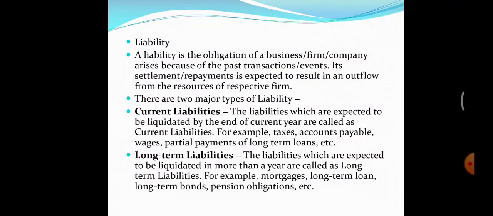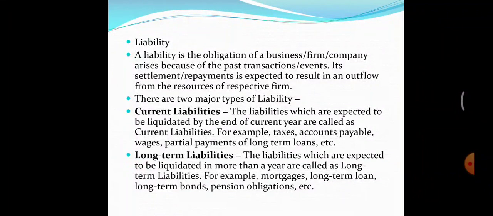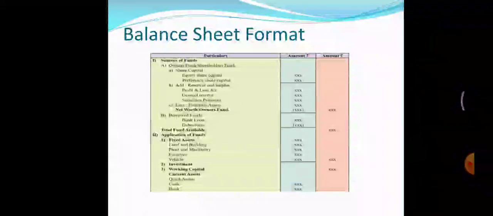Then the last one is current liability and long term liability. The liabilities which are expected to be liquidated by the end of the current year are called current liabilities. For example, taxes, accounts payable, wages. Next one is long term liability. The liabilities which are expected to be liquidated in more than a year are called long term liabilities. For example, long term loan, bonds, etc. This is the format of balance sheet.